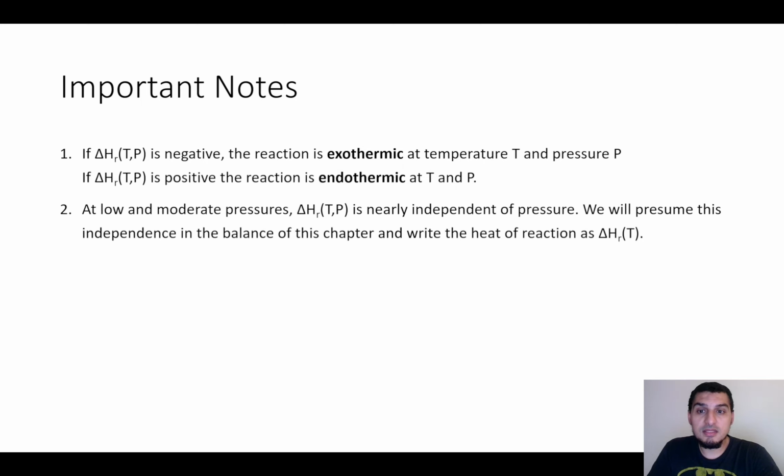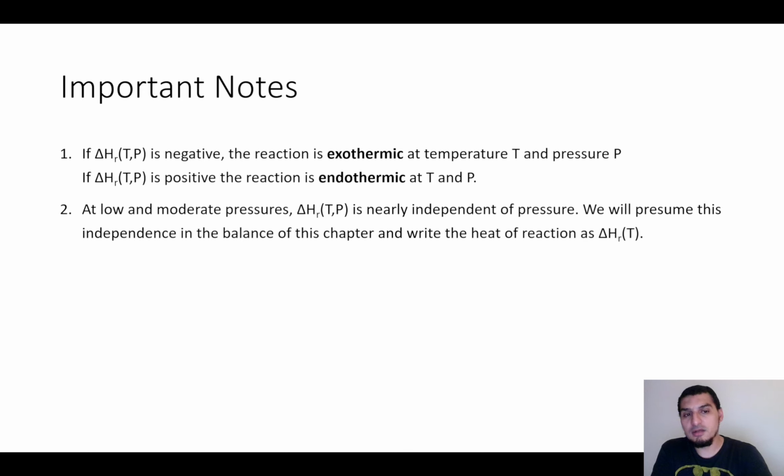The second is that heat of reaction is a function of both temperature and pressure. So if there is any change in pressure or temperature or both, then the heat of reaction will be different. However, in this chapter, we are going to deal with cases where the pressure is low to moderate, close to low. In these cases, the effect of pressure is not very high on the heat of reaction. That's why we will assume that the heat of reaction is only a function of temperature, not pressure. So this is valid, as I said, for the cases of low pressures.